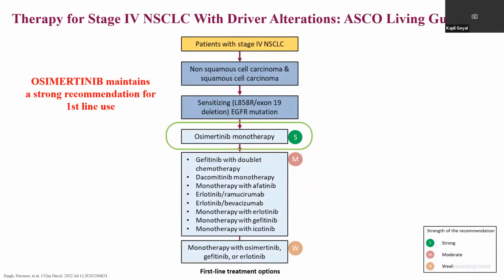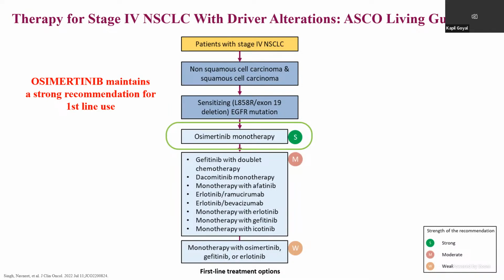Here we have the ESMO living guidelines, in which for patients with stage 4 NSCLC with non-squamous cell carcinoma and any sensitizing mutation, osimertinib monotherapy is recommended, which has a very strong level of recommendation. For a moderate level of recommendation, we can use gefitinib with doublet chemotherapy. The data is very exciting.